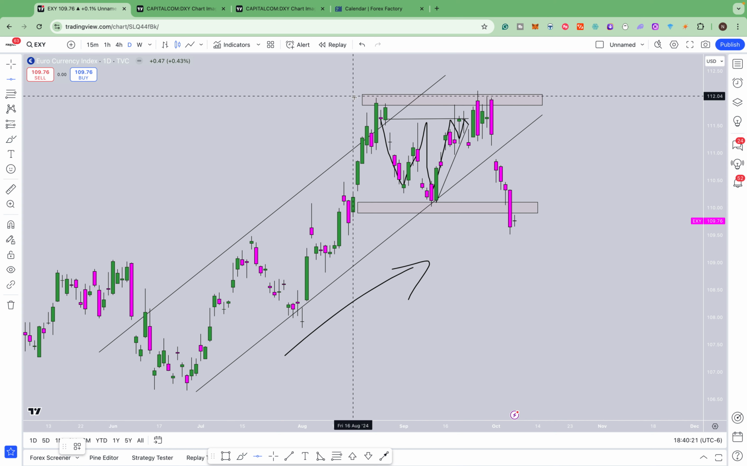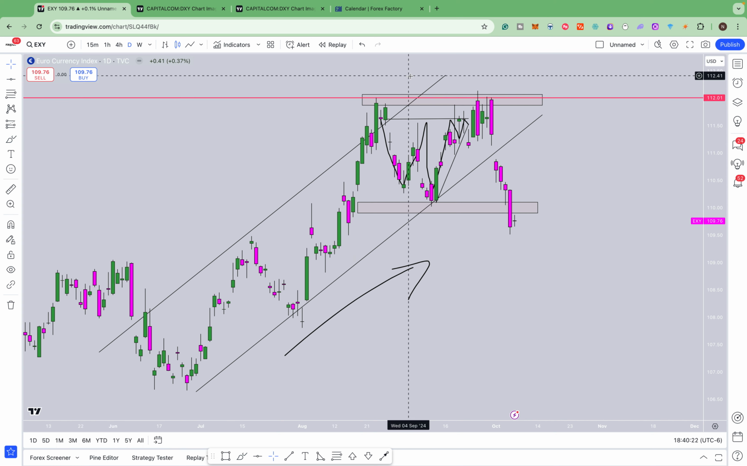We have this high right here. And we know that the characteristic of an uptrend is that the market makes a high, a low, and then makes a higher high, and then a higher low, and then a higher high and a higher low. That's the characteristic of an uptrend.